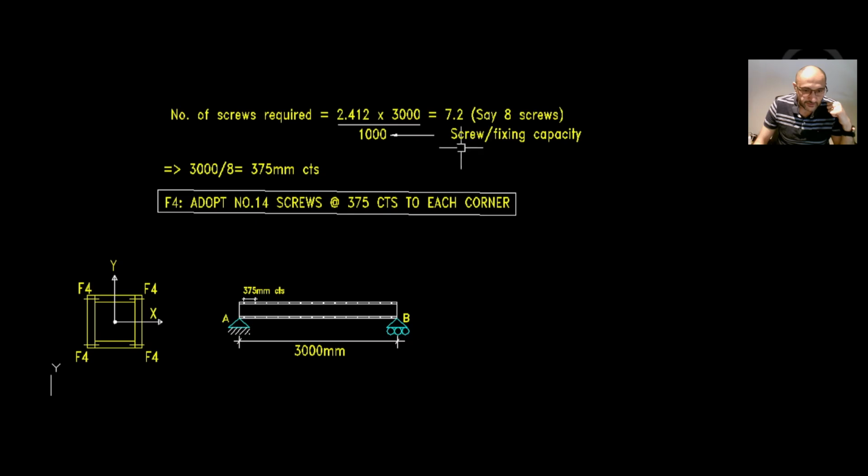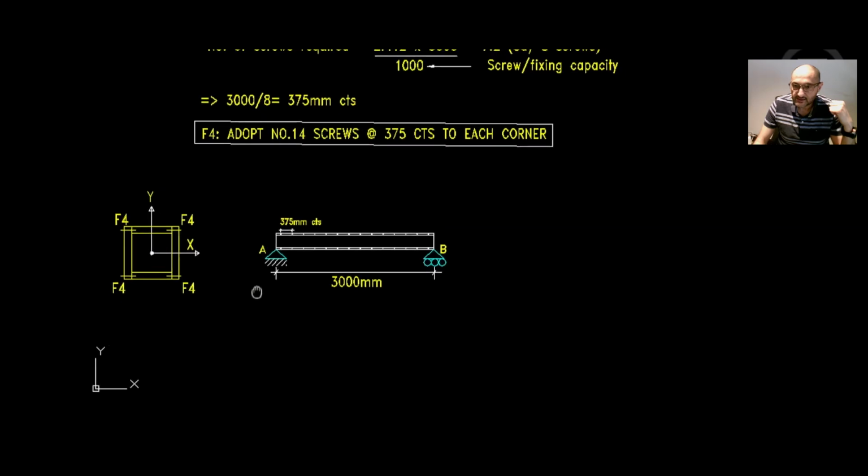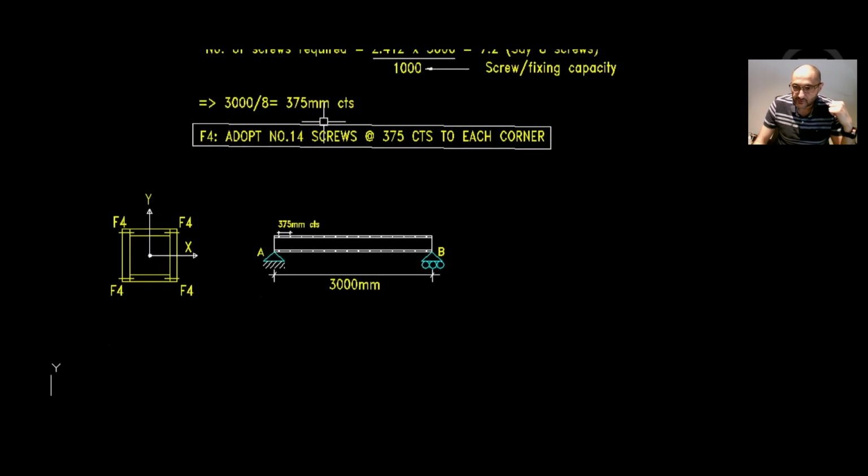And how many screws do we need? Similar to the previous problem, it will be 2.415 multiplied by the length 3,000 divided by 1,000. And that will be 7.2, so we round it up to 8. Again, 3,000 divided by 8 will give us 375 millimeter centers. Okay, so for F4 we adopt number 14 screws at 375 centers to each corner.